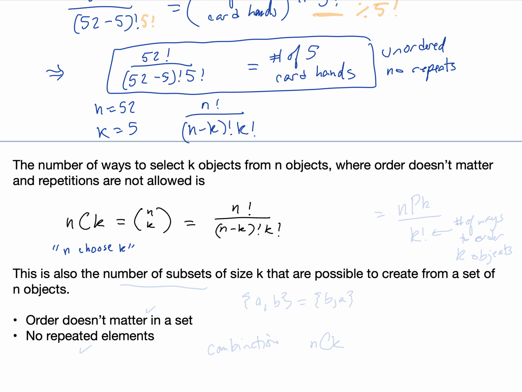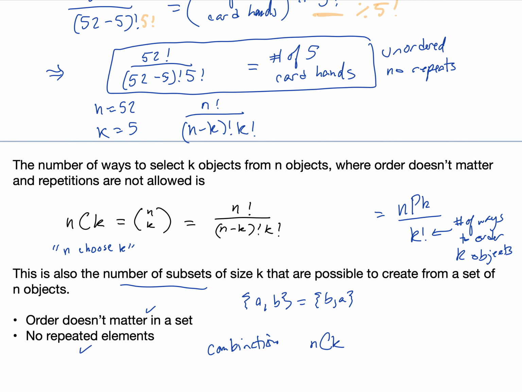And just remember, this is the same thing as n permute k, the number of ways to select k objects from n objects where order does matter, and then divide by k factorial, the number of ways to order k objects. So this is also equal to the number of subsets of size k that are possible to create from a set of n objects, and that makes sense. Order doesn't matter in a set, so if we're talking about the number of different subsets, the subset A, B is the same as the subset B, A, and there aren't any repeated elements, or if you throw another object that's the same into the set, it just stays the same. So yes, order doesn't matter, no repeats. That means that this is a combination, or something of the form n choose k.